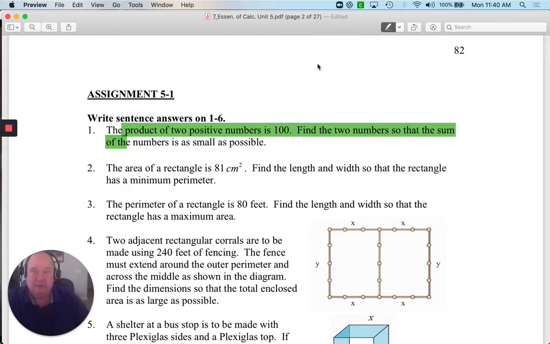The product of two positive numbers is 100. So I have two numbers that are both positive. Let me show you what I'm going to do first. First, I'm going to define it. I'm going to go back and forth for you.